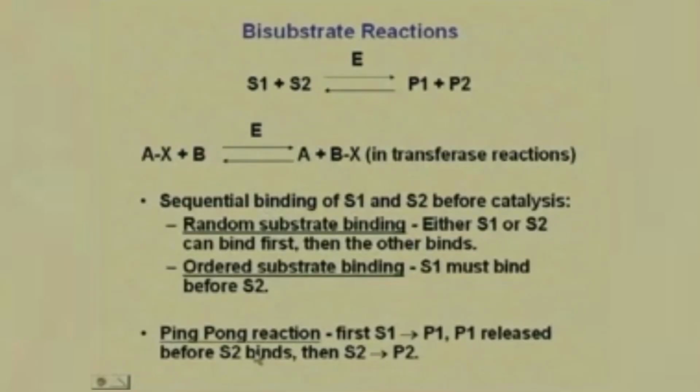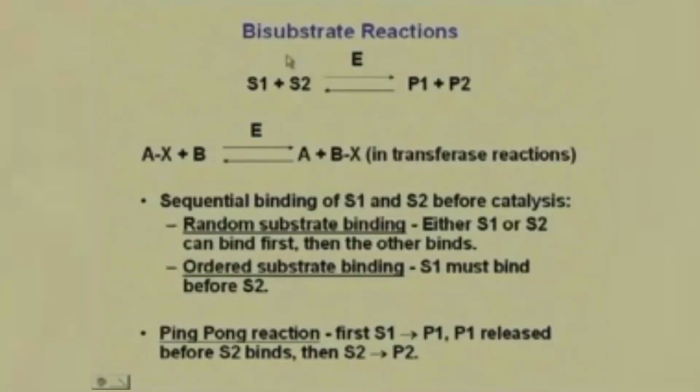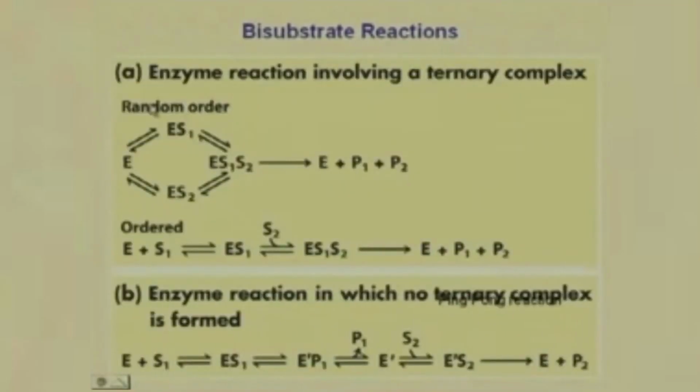Another mechanism is called the ping pong mechanism, where E first binds S1, P1 is formed, then E binds S2 and P2 is formed. Okay, but S1 forms P1, so P1 is released before S2 binds. Okay, much like the previous kinetics that we considered. So there are two specific types of reactions that we have here, sequential binding and ping pong reactions for bi-substrate types.